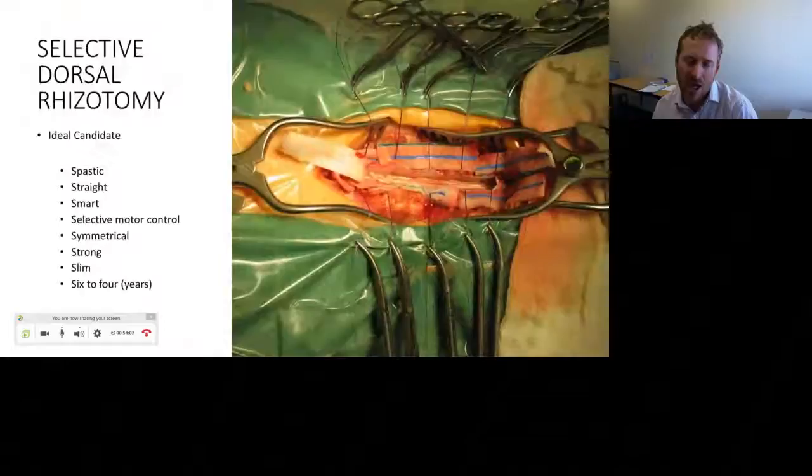That's done through laminoplasty. So this is a photo of a laminoplasty in progress. Laminoplasty is from L2 to S1 and involves, of course, the laminoplasty and then opening of the dura to expose the cauda equina. The sensory nerve roots of L2 to S1 are identified, and a proportion of the rootlets that are dissected from that root are then cut using electrophysiological guidance.